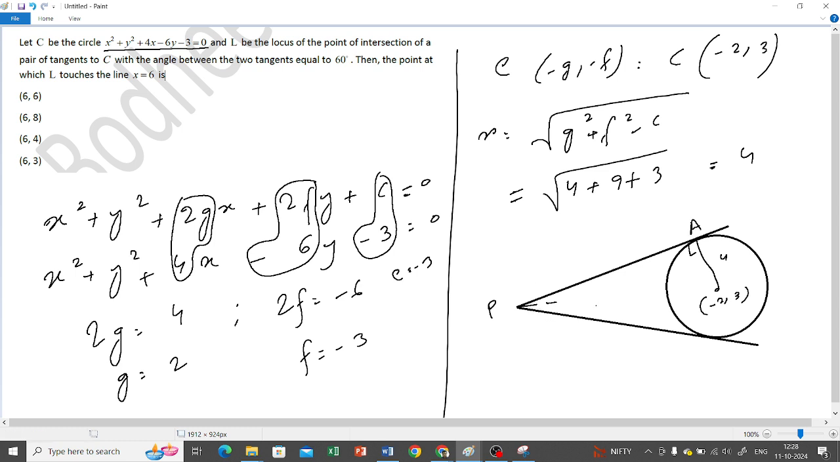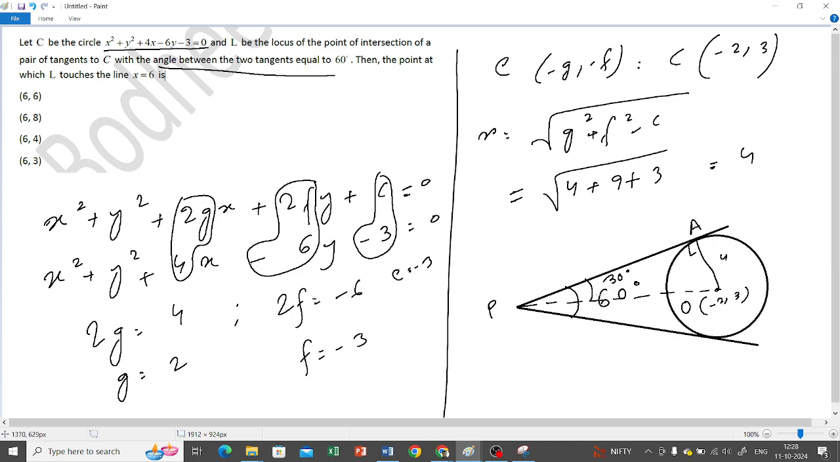Now I join this, right? So A, let me make this one as O. So AO is 4. What about AP then? And you see it is given that the angle between the two tangents is 60 degree. So this is 60 degree, right? Now if this is 60 degree, then this will be 30 degree, because this particular line PO actually bisects. This will be 30 degree.